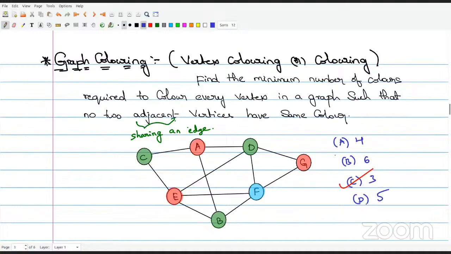So try solving a few problems. Take some random graphs you like and try to give the coloring to the graph. So start with one color. Try to give it to as many vertices as possible and then go for the next color. Likewise. And there is one important property or a deduction.